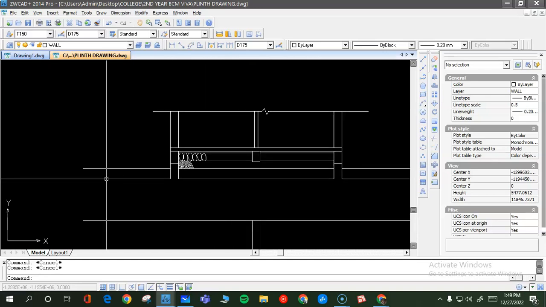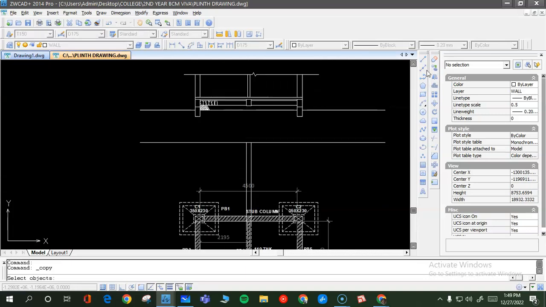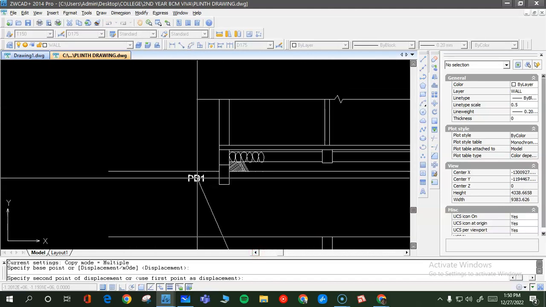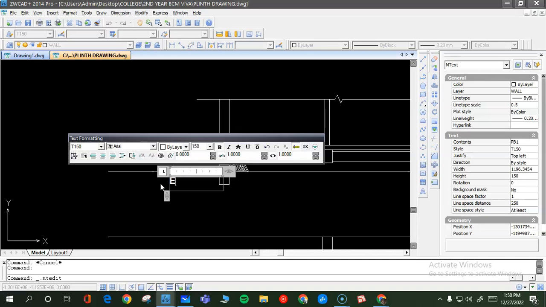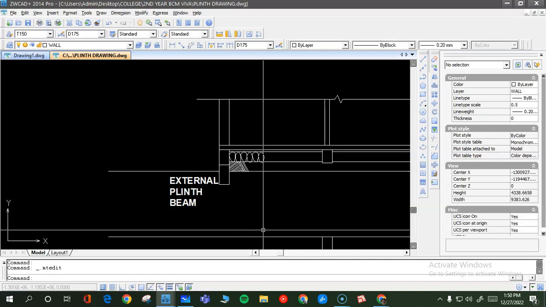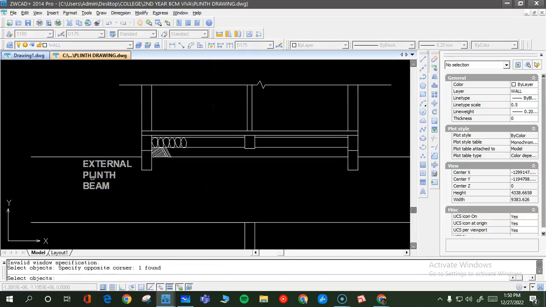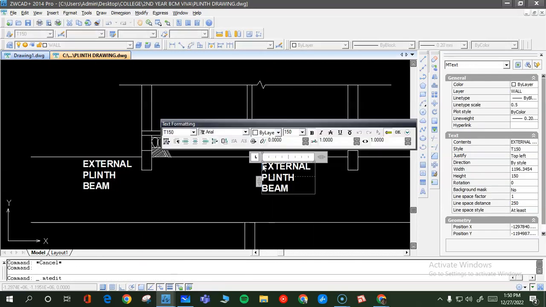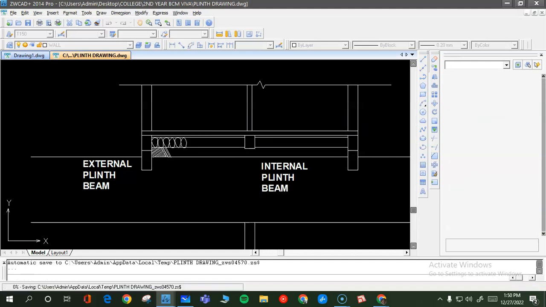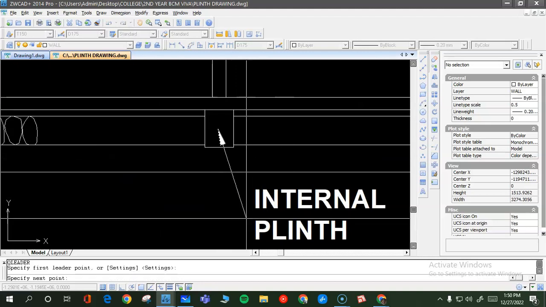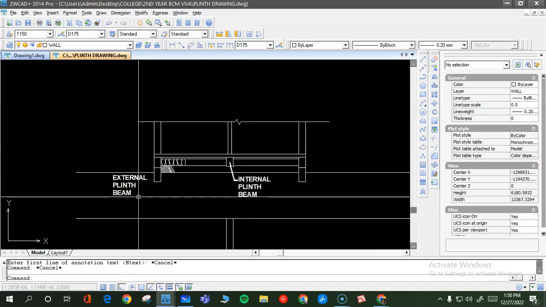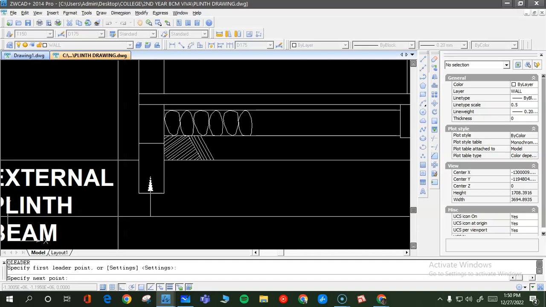Now here label the parts. For example, you can say this is the external plinth beam. So this is what you will write here. It is also called the ground beam. Indicate that it is 150 above the ground level. Here specifically write this is internal plinth beam. Okay, so indicate it with an arrow. This is the internal plinth beam. External plinth beam. Well, like that you can show with proper arrow whatever this is.